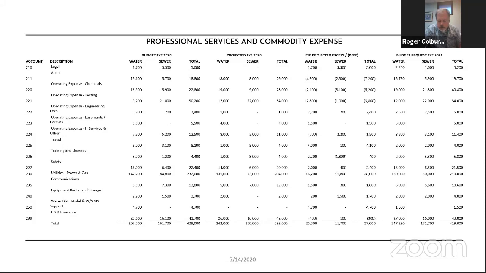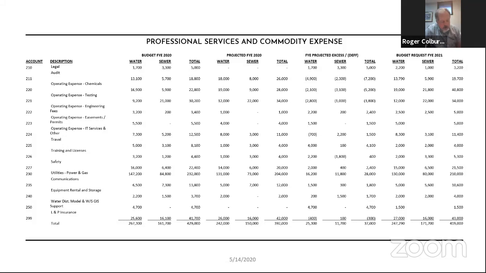The next one is equipment rental and storage, and that's always kind of an assumed value. This year, we're only projecting $2,000 of expense with that. That's another item that, subjectively, we could look at, but it just varies from year to year. You never know when you're going to need it. It's kind of a contingency item.